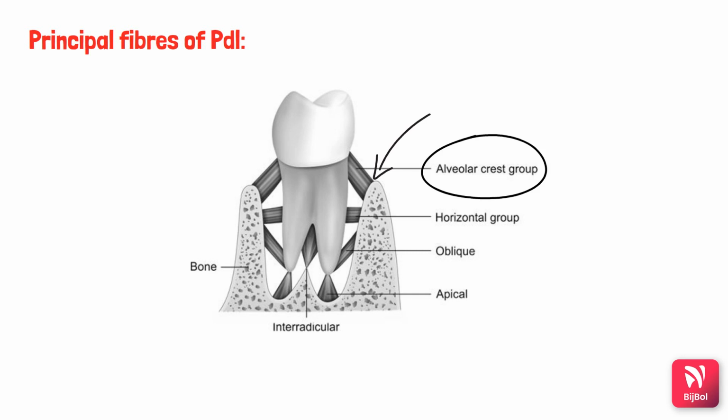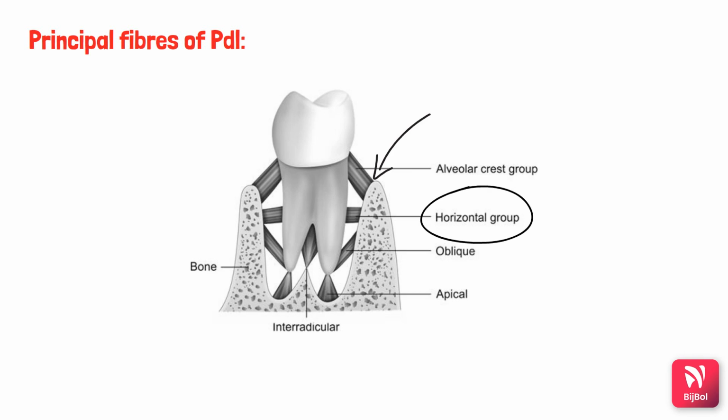and they run downwards and get inserted into the alveolar crest, as you can see from below the CEJ towards the alveolar crest. They prevent extrusion of the teeth and also help in resisting lateral tilting as well as intrusive movements of the tooth. So this is the main function of the alveolar crest group. They prevent extrusion of the tooth.